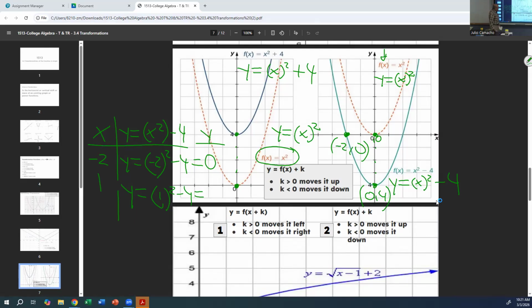-3. So your ordered pair is 1, -3. So you go 1, that is your 1, and that is your -3. -1, 2, and 3, right there. And for me, that is okay.